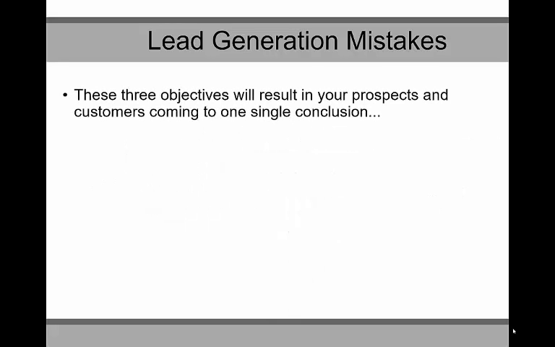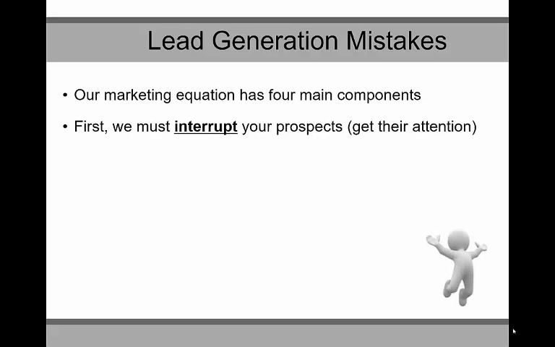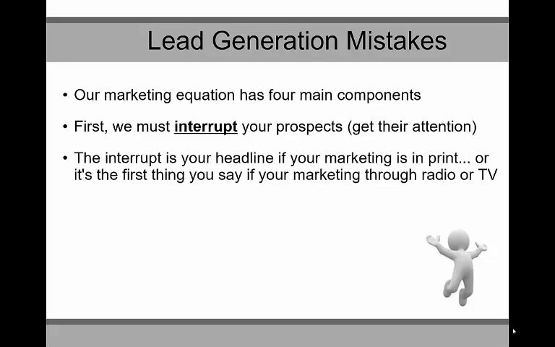Marketing that accomplishes these three objectives will result in your prospects and customers coming to one single conclusion, that they'd have to be an absolute fool to do business with anyone else but you, regardless of price. Our marketing equation has 4 main components. First, we must interrupt your prospects. We must get your qualified prospects to pay attention to your lead generation marketing. The interrupt is done through our headline if your marketing is in print, or it's the first thing that you say if you're marketing through radio or TV.